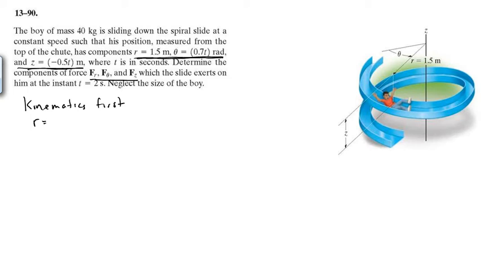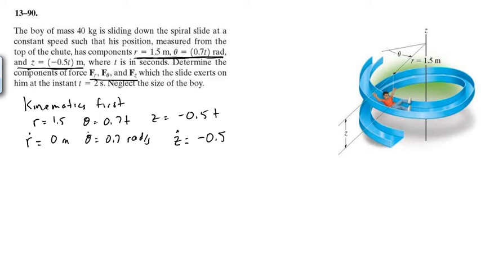So we know r equals 1.5, theta equals 0.7 t, and z equals minus 0.5 t. So r dot is basically 0, theta dot is 0.7 radians per second, and z dot is minus 0.5 meters per second. Alright, so we've got now the velocities, and now we'll get the acceleration.